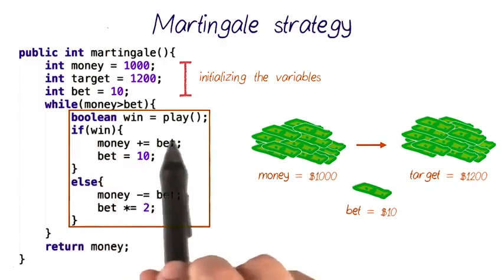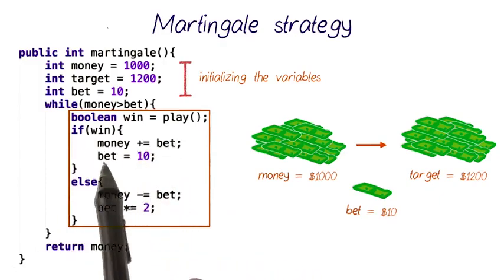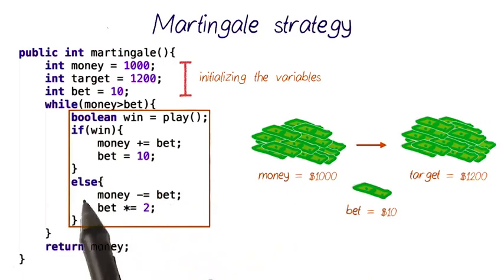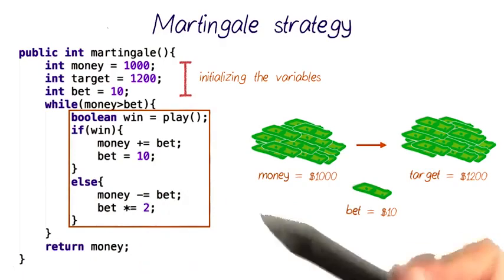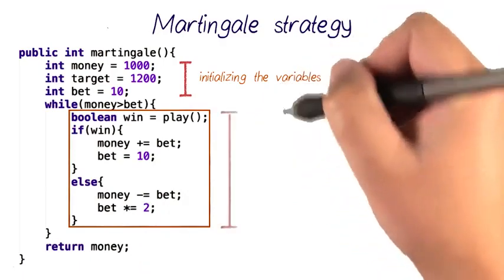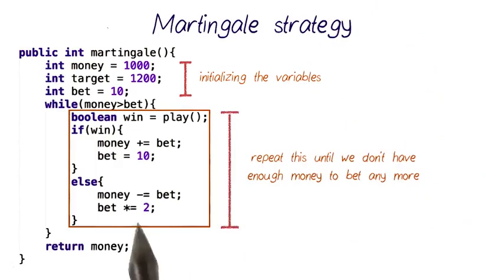If we did, we just add the bet value to our money and then reset it back to 10. If we didn't win this bet, we subtract it from our money value and then we multiply the actual bet by 2 so that we double the bet for the next time. This code block here would keep repeating until we don't have enough money to bet anymore.